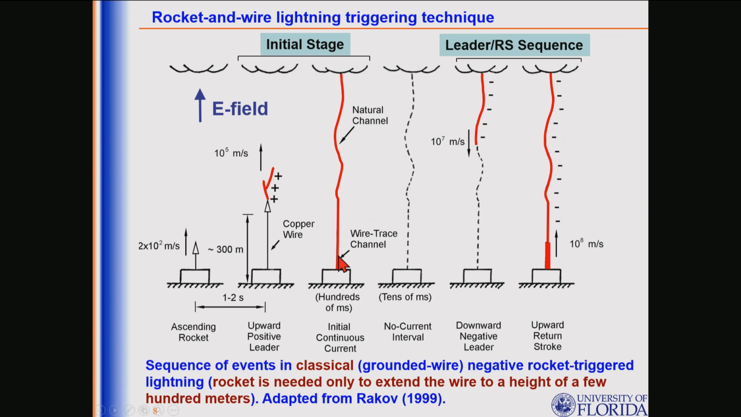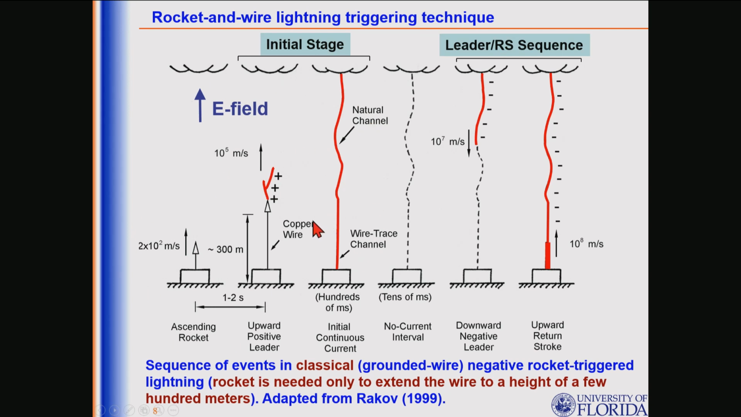When the initial continuous current gradually diminishes and the luminosity of the channel fades off, then this broken line indicates the channel is not luminous, and the current that can be measured at the launching facility is essentially zero. In 25% of cases, rocket-triggered lightning ends. So in 1/4 of the cases it consists of the initial stage only.